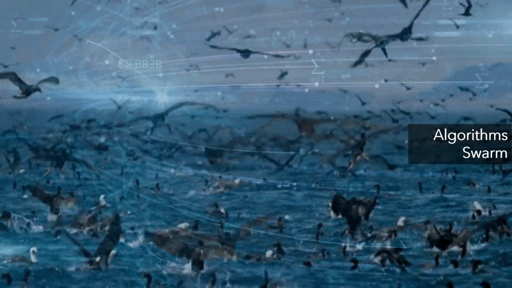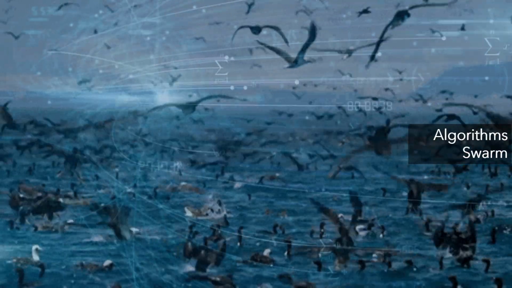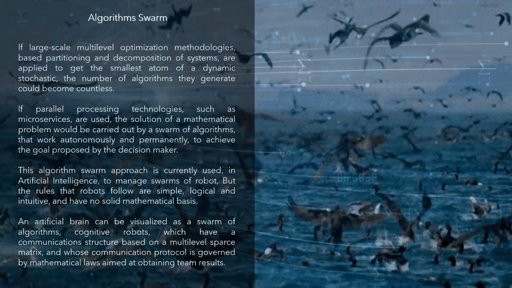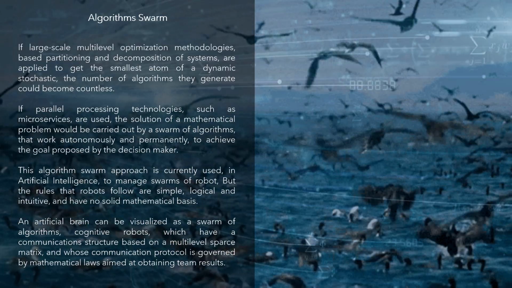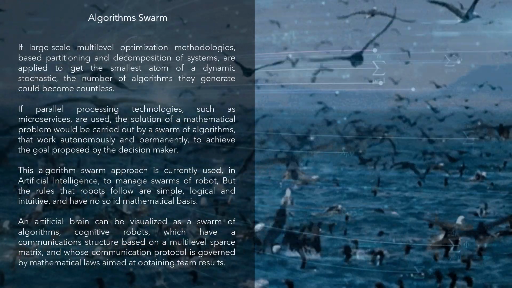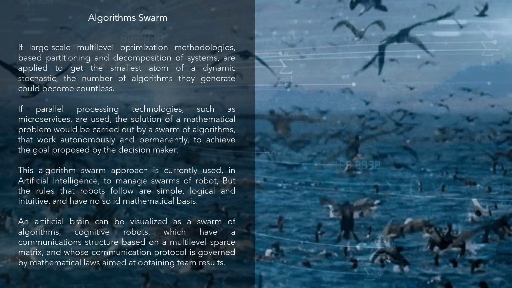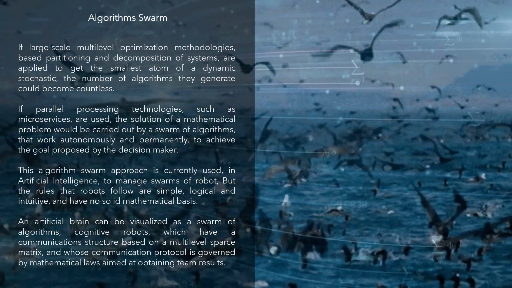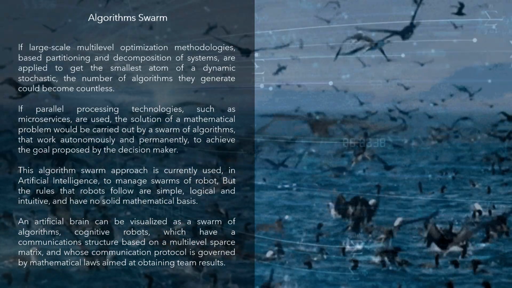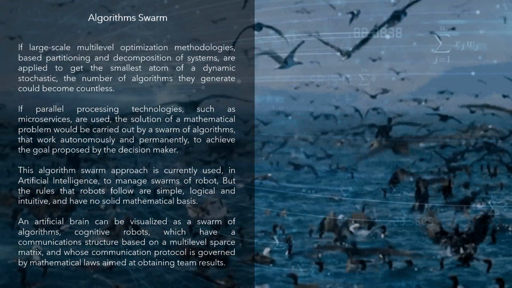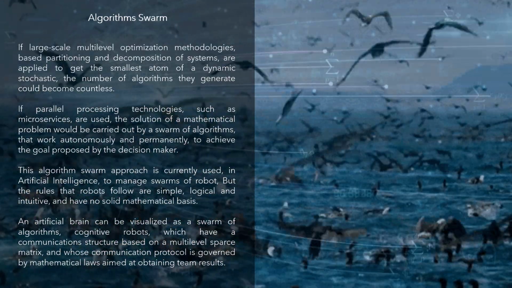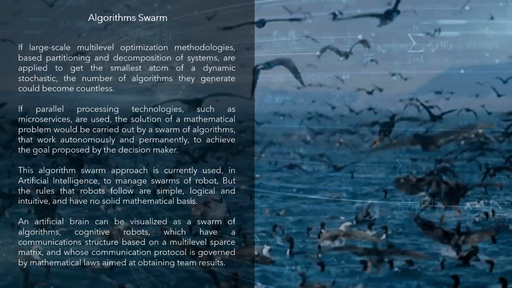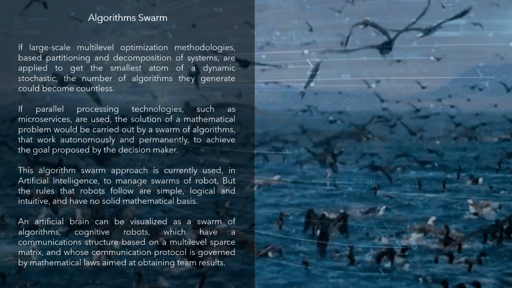Algorithms swarm. The actual state of artificial intelligence using artificial brains. If large-scale multi-level optimization methodologies, based on partitioning and decomposition of systems, are applied to get the smallest atom of a dynamic stochastic system, the number of algorithms they generate could become countless. If parallel processing technologies, such as microservices, are used, the solution of a mathematical problem would be carried out by a swarm of algorithms that work autonomously and permanently to achieve the goal proposed by the decision maker.